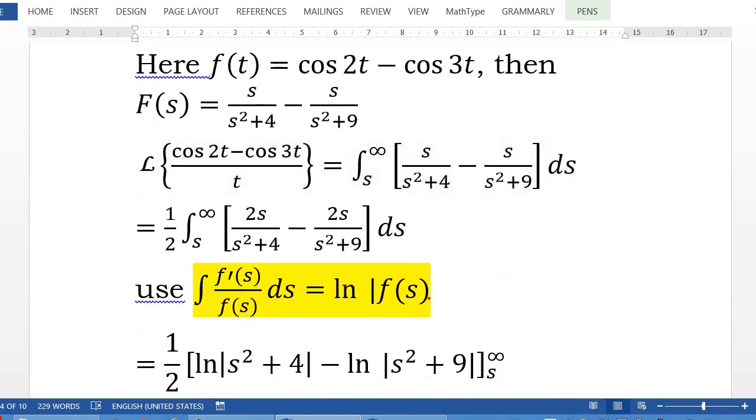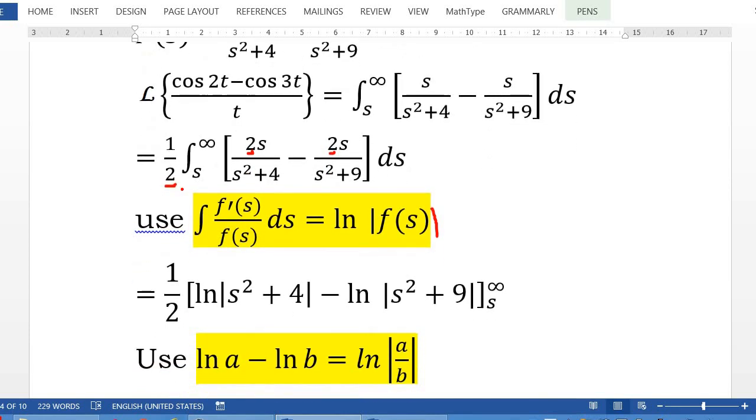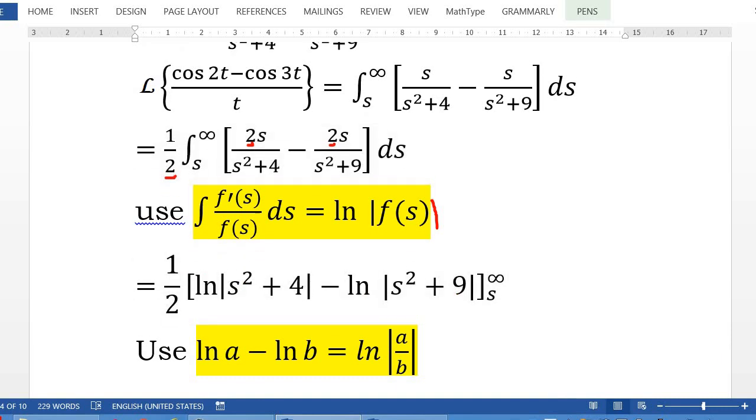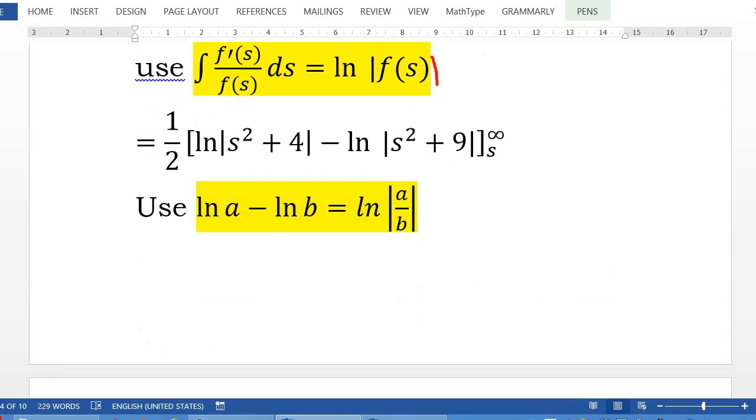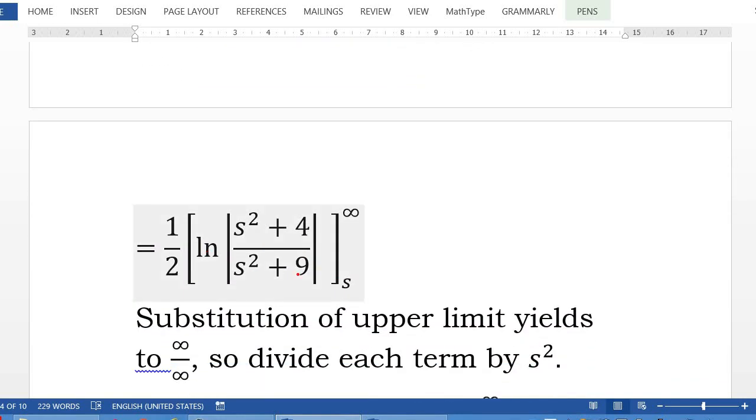And then to integrate here, we make use of the integral of f prime(s) over f(s) ds being ln f(s). So you notice that the denominator here is f(s), and the numerator, if we differentiate the denominator, we should have 2s. Hence, we multiply by 2s, divide by 2s. Similar with the second term. So the integral is in the form of the integral of f prime(s) over f(s) ds. Hence, the result will be ln f(s). So the result is half of the bracket, ln (s squared plus 4) minus ln (s squared plus 9). We combine these two ln, becoming ln of a over b. So it becomes ln (s squared plus 4) over (s squared plus 9), from the limit s to positive infinity.